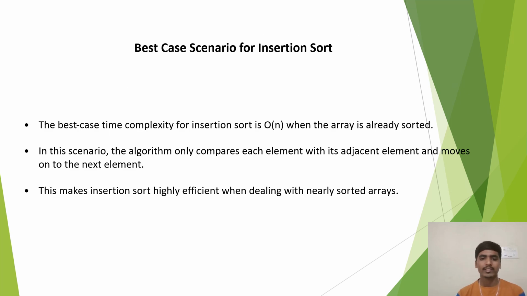Best case scenario for insertion sort. The best case time complexity for insertion sort is O(n) when the array is already sorted. In this scenario, the algorithm only compares each element with its adjacent element and moves on to the next element. This makes insertion sort highly efficient when dealing with nearly sorted arrays.